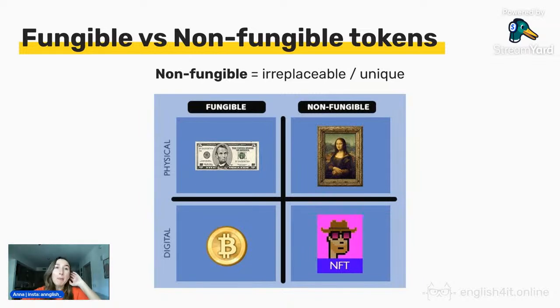Like, for example, Bitcoin, you can exchange it. I can give you a Bitcoin, you can give me Ethereum or any other token or USDT or like a dollar. Like I have a dollar, I can exchange it with you if you have, for example, Ukrainian hryvnia, right? So we can exchange it. So this is fungible. NFT is non-fungible.